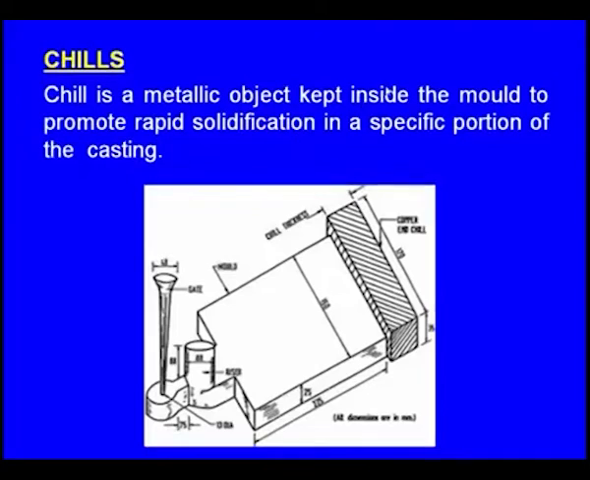Next one, the chills. What is a chill? A chill is a metallic object kept inside the mold to promote rapid solidification in a specific portion of the casting. Suppose this is the casting and this is the sprue, this is the sprue well, and this is the runner, and this is the casting. The molten metal flows like this through the sprue, through the runner, and it enters into the mold cavity.